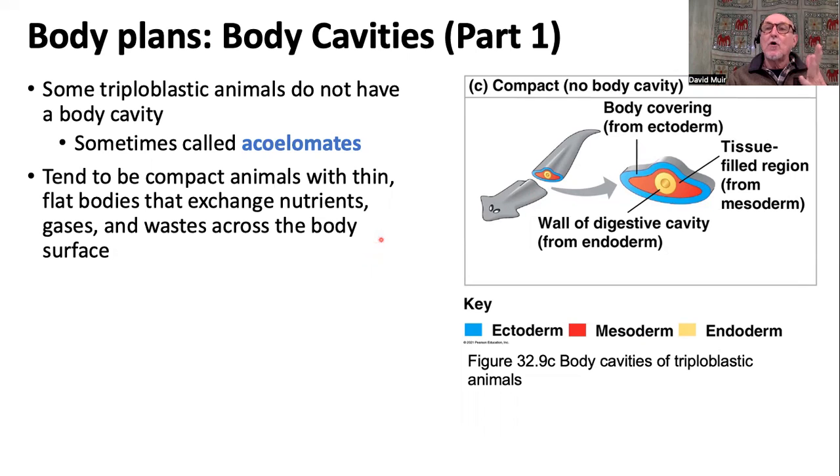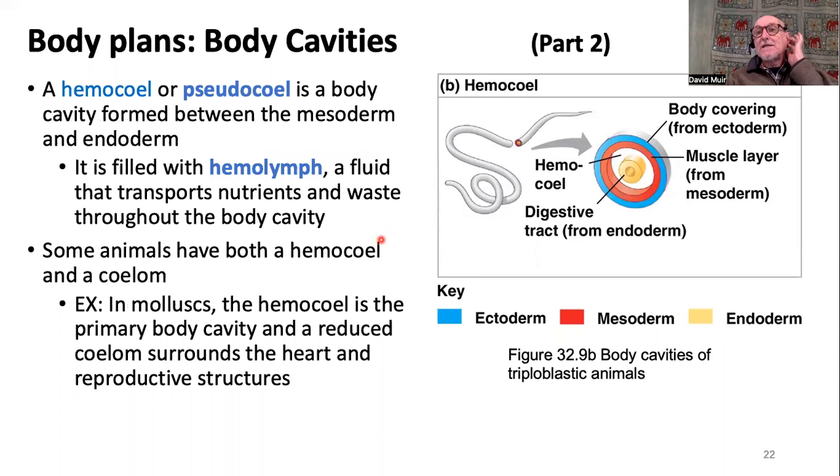So these ones here have no body cavity. Here's the next kind. What these organisms have done, this is typical of a group called the nematodes. They are the roundworms and things like that. They still have three layers. Here they are, the ectoderm. Here's the endoderm, and here's the mesoderm. And you'll see that there's a hollow cavity around the endoderm between the mesoderm and the endoderm. This is called a hemocoel or a pseudocoel. And it's filled with fluid.